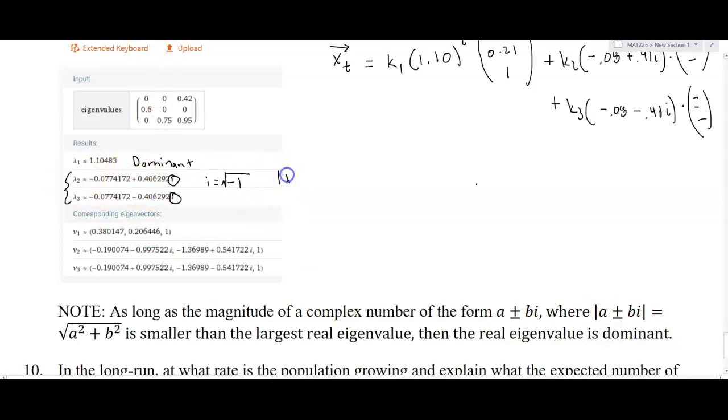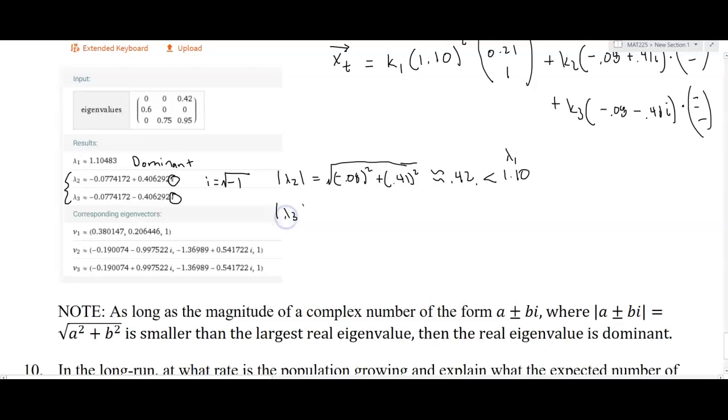So the magnitude of lambda 2 is going to be the square root of -0.08 quantity squared plus 0.41 squared. And if we do that in our calculator real quick, I didn't have this computed. Let me compute it real quick here. But you can tell that that number is going to be much smaller than 1, because we're taking the square root of decimal squared. And that comes out to about 0.42. And you can see that that is less than 1.10, which is what lambda 1 is.